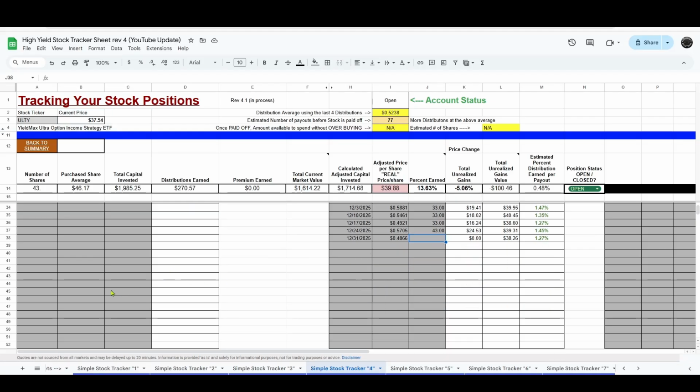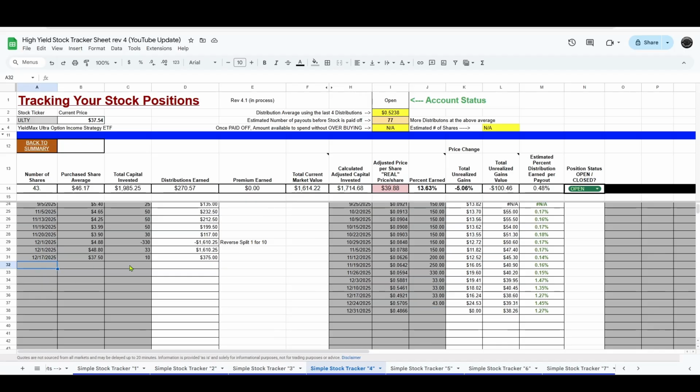Next, we have Alti. And for Alti, I did make a purchase with Alti. I purchased these shares on 12/31, and I bought these at a price of $37.73, and I purchased 13 shares. Now, you can see that my real price per share of $39.88 is above that $37.73 purchase. Therefore, that real price per share will decrease.